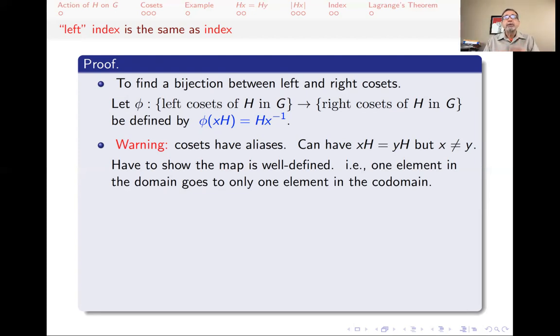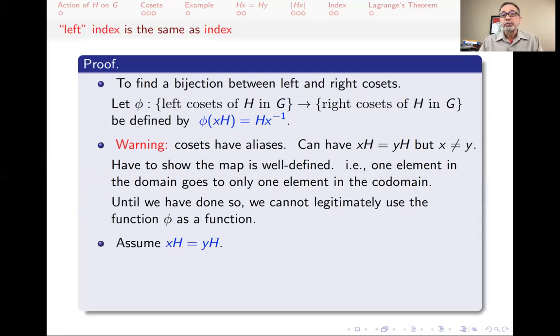And how could that happen here? Well, the same left coset has different aliases. The same left coset under this alias might end up here, under that other alias might end up there. And that's a no-no. If that happens, we don't have a function. So before we can even talk about a phi, we have to make sure that we have defined a function. So the prudent thing is to not use phi while you're trying to prove well-definedness, because you don't really have a function yet.